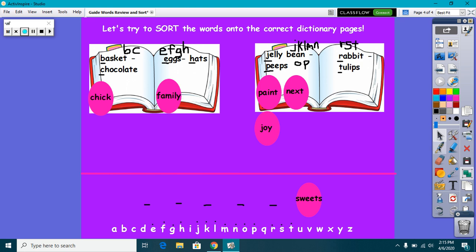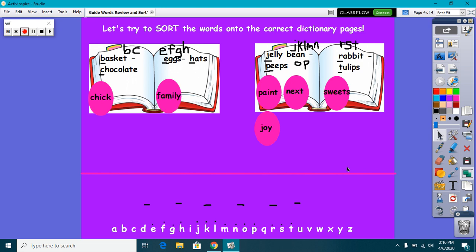Okay, and our last word is sweets. Sweets starts with an S. And I see the S right up here. And I know that sweets would go on this page. Even though rabbit and tulips don't start with an S, I know that S comes between R and T. So any words that start with S will be on this page.